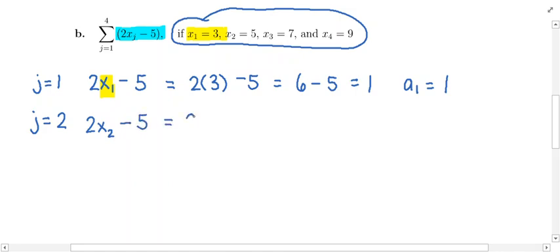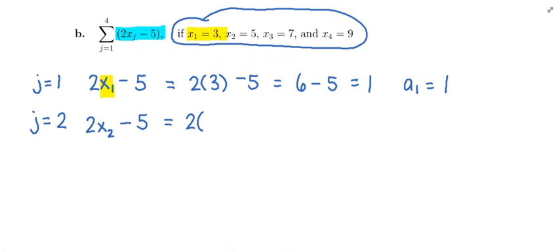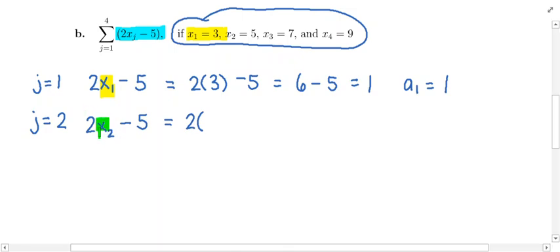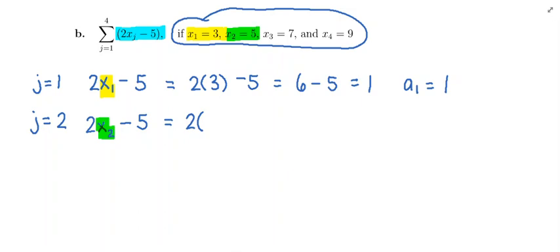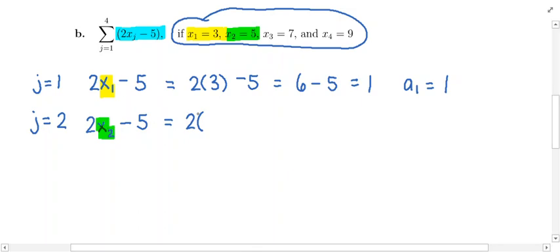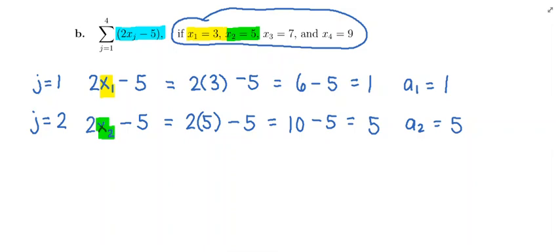Okay, so this is going to be 2 times, we are given the value of x2. x2 is 5. So this is going to be 2 times 5 minus 5. This is going to be 10 minus 5, which is 5. So the second term in the sequence is going to be 5. All right, we're done with the second term.